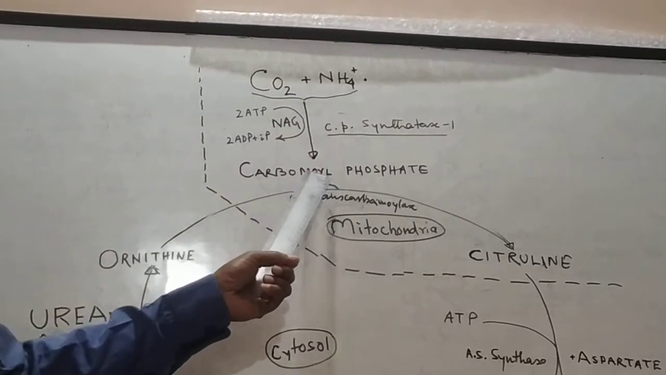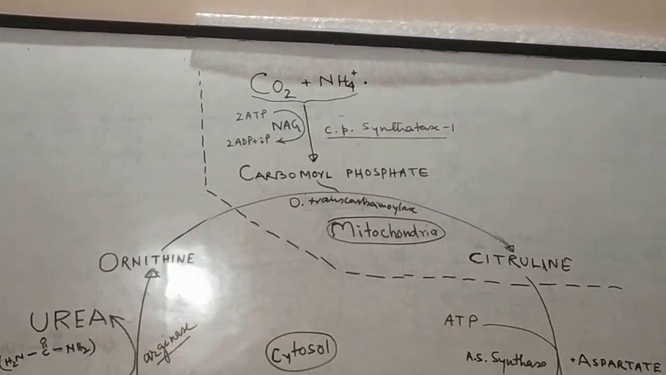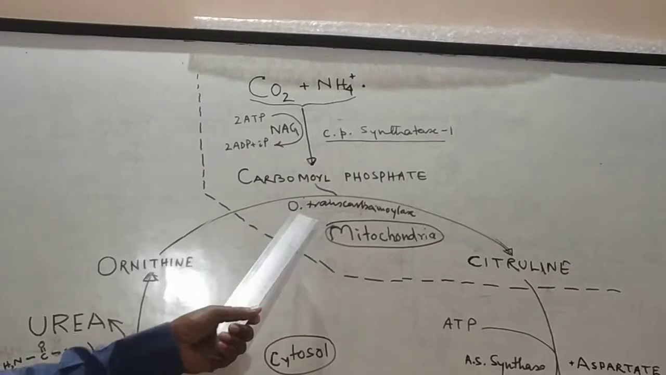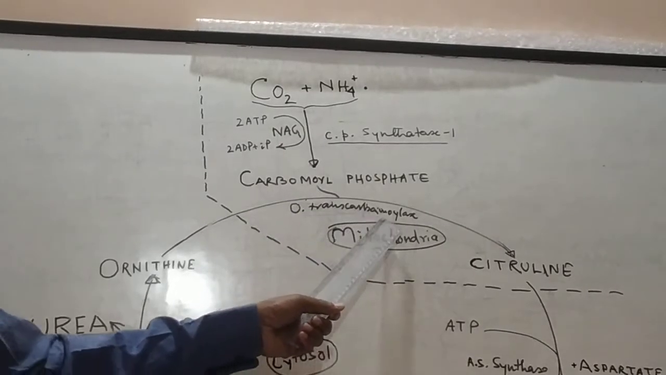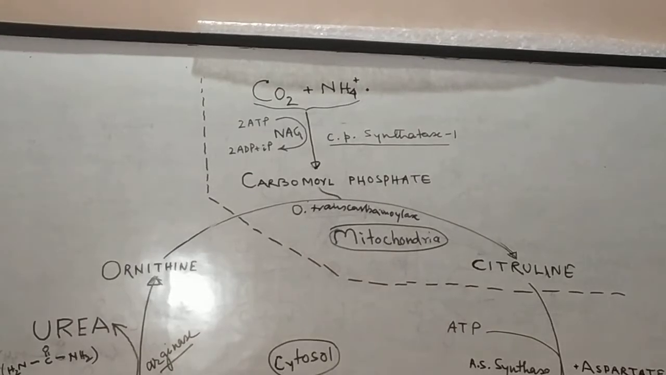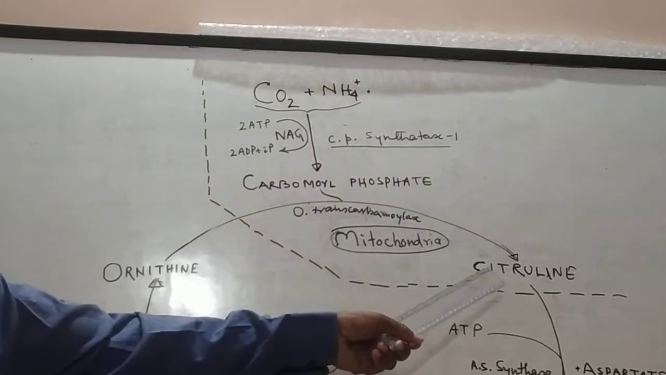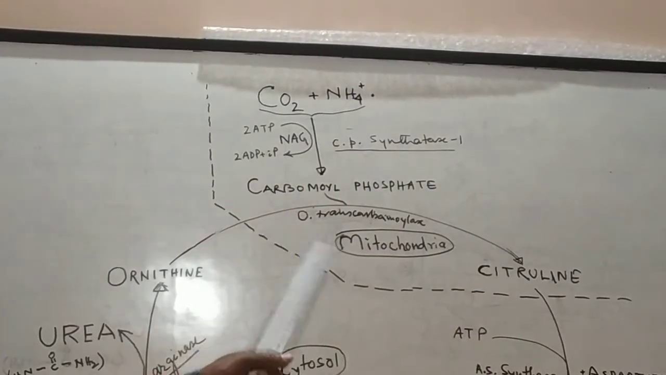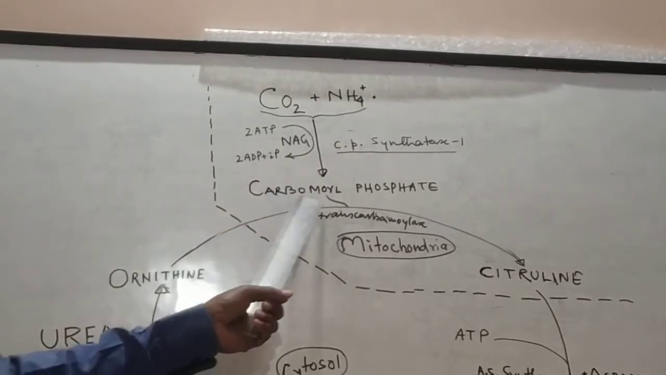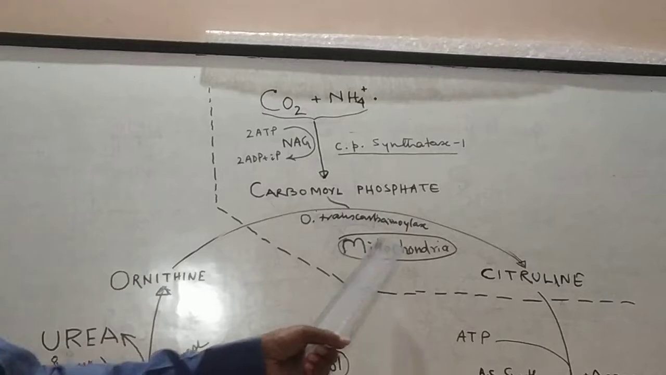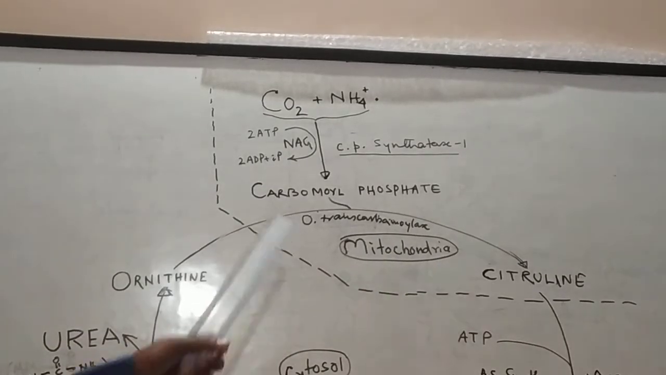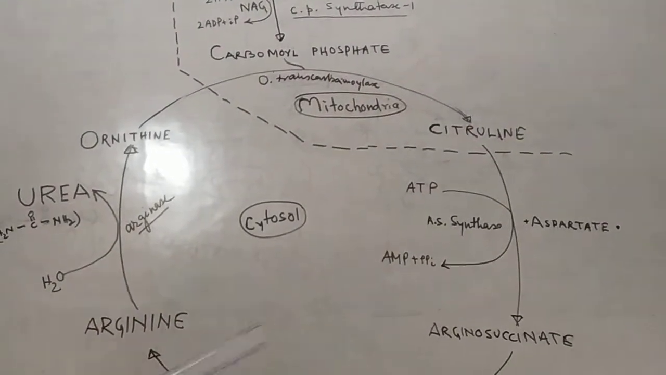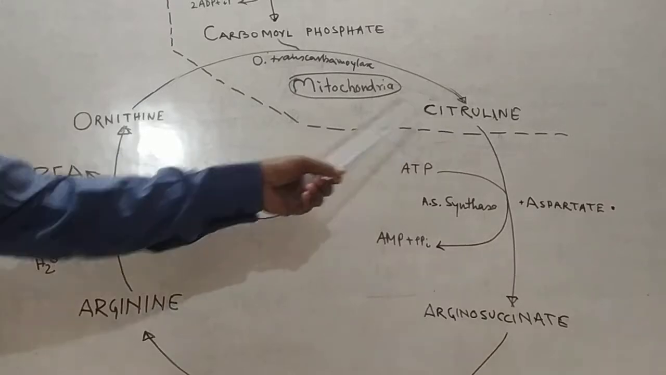After the formation of carbamoyl phosphate, the enzyme ornithine transcarbamylase converts it to citrulline. That means citrulline is formed by the combination of ornithine and carbamoyl phosphate, and that takes place in mitochondria. So this cycle is also known as the ornithine cycle. The urea cycle is also known as the ornithine cycle because citrulline is produced with the help of ornithine.